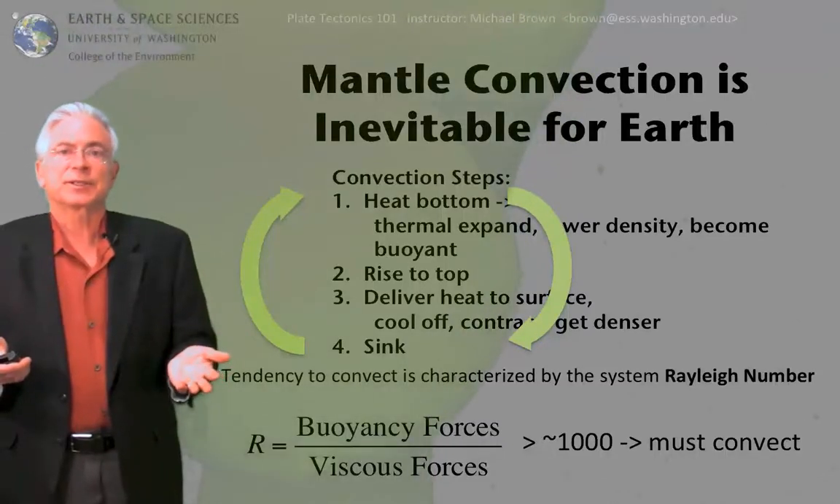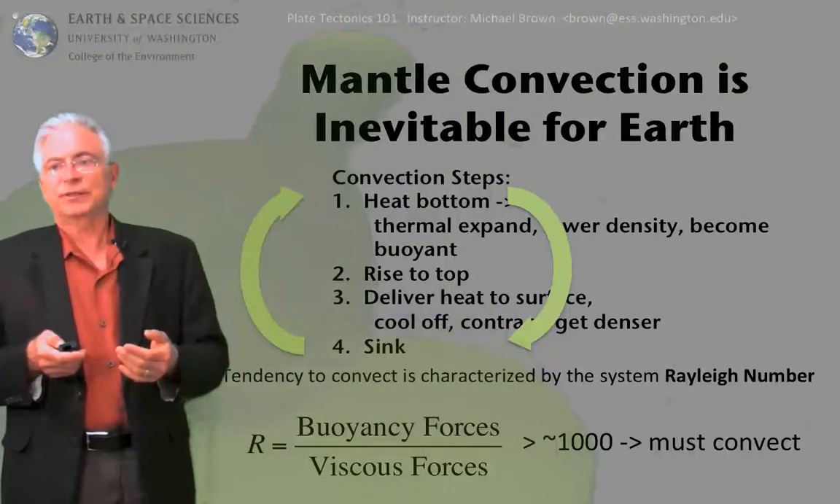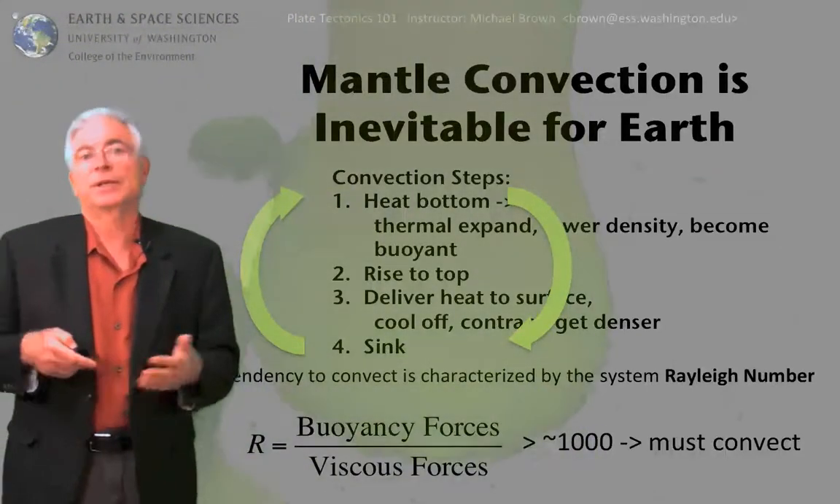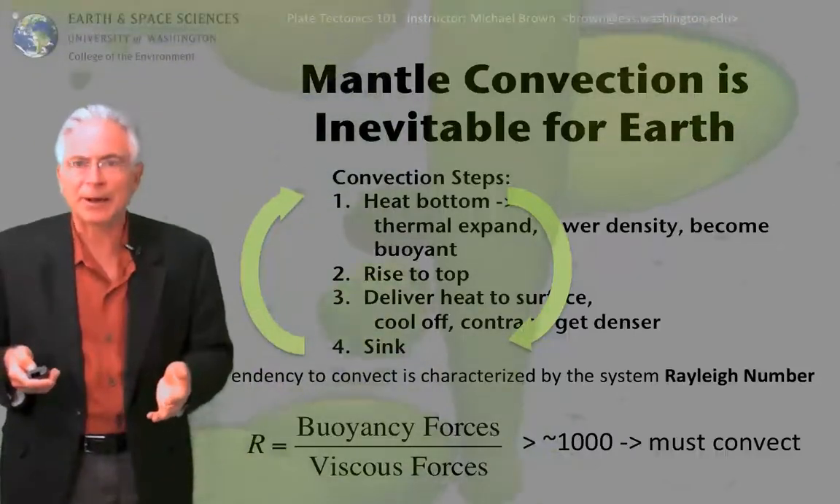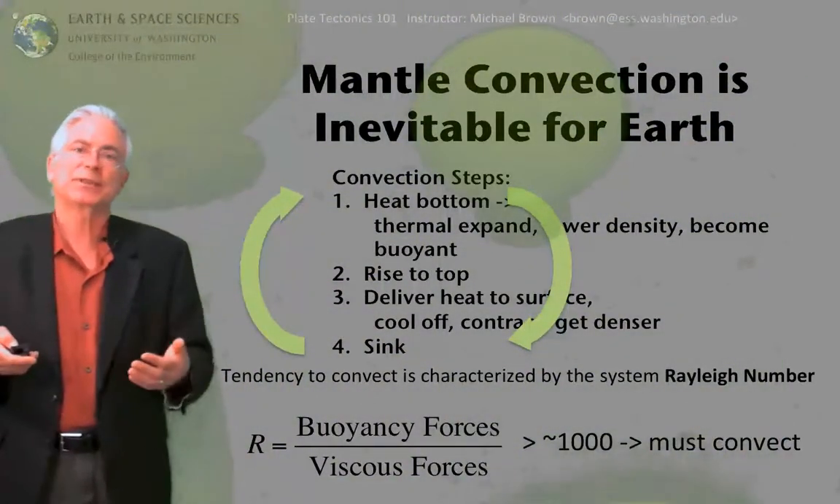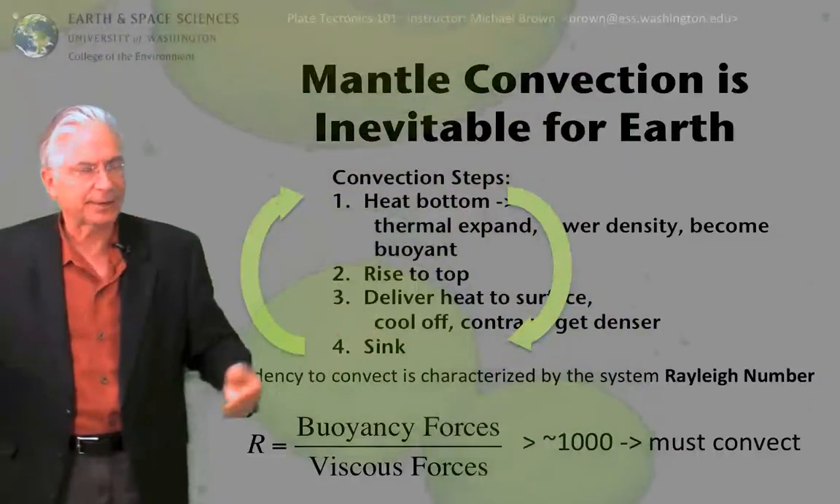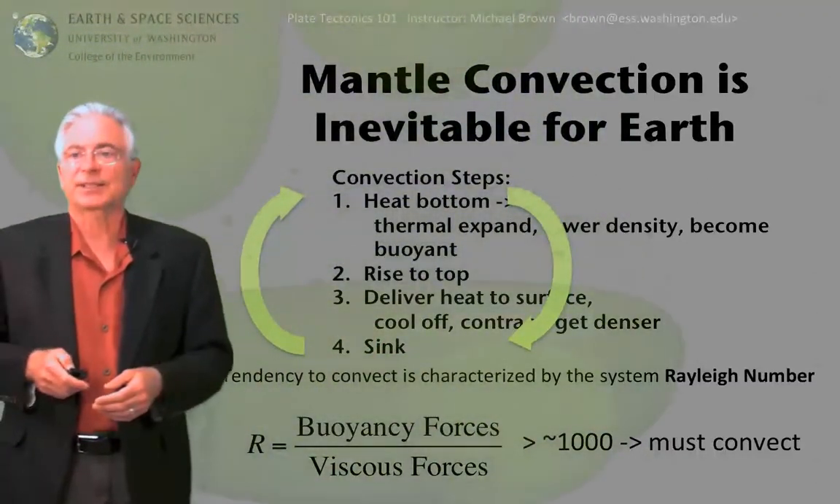From theoretical studies and laboratory studies, we know that systems tend to convect if the Rayleigh number is greater than 1, and typically a number of about 1,000 is appropriate. So as long as buoyancy forces are 1,000 times or more larger than viscous forces, a system convects.